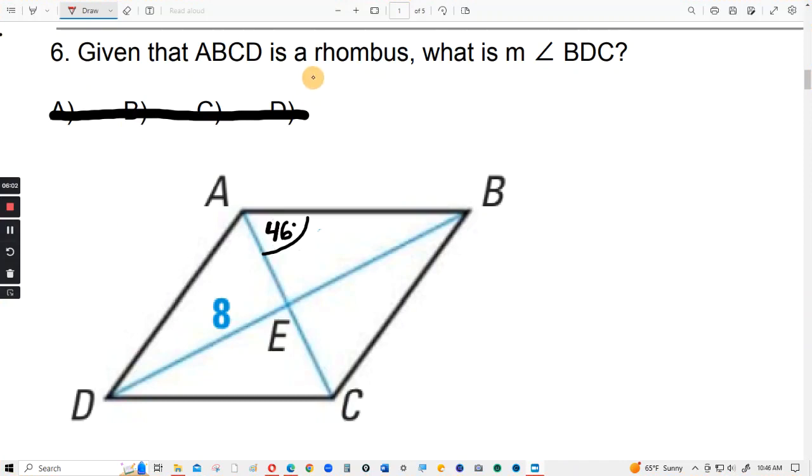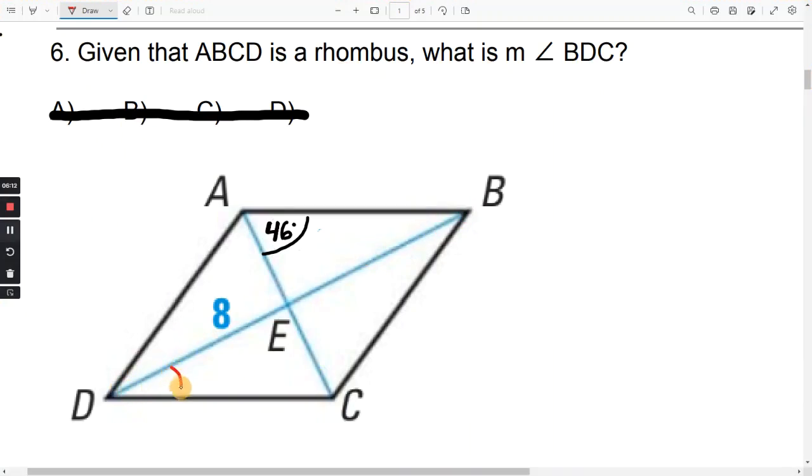Given that ABCD is a rhombus, what is the measure of angle BDC? Okay, if we go BDC, that's this angle right here. So we can just call it X for now, X degrees. All right, and this is a rhombus, and a rhombus is basically a type of parallelogram.